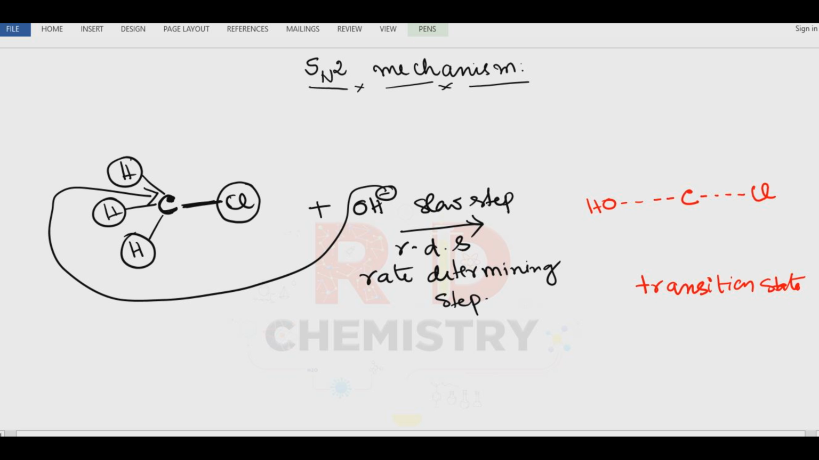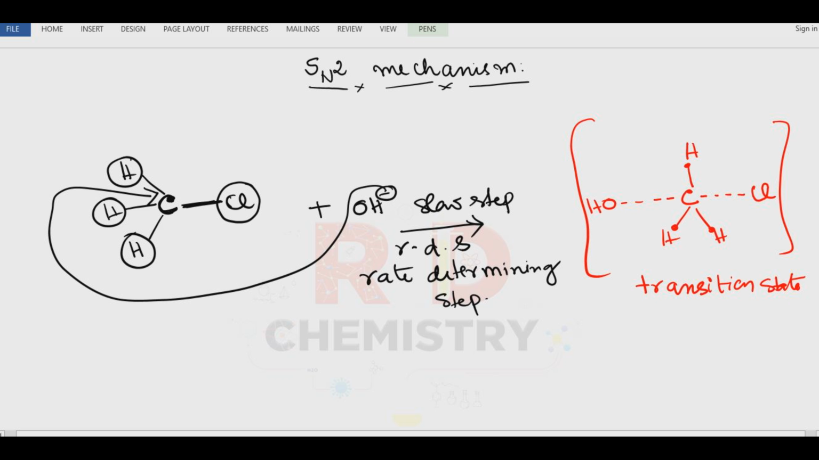Where are those hydrogens? 3 hydrogens. They will be in the same plane. Hydrogen, hydrogen and hydrogen. These 3 hydrogens will form a triangular shape. Okay. And OH minus and Cl minus are on opposite sides of the triangle. Got it? So, this transition state we are going to write within the square brackets.